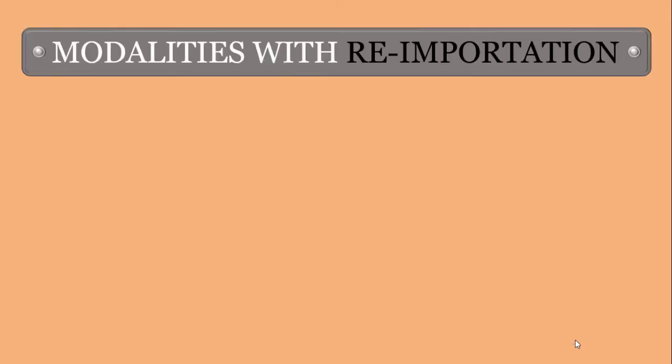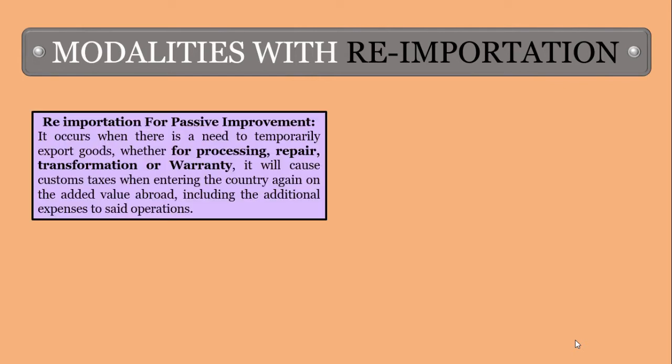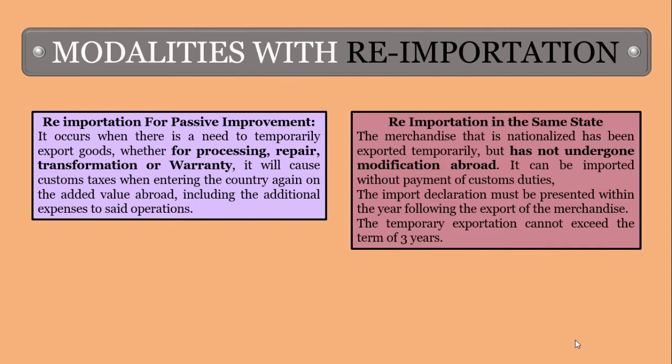Now we're going to talk about modalities with re-importation. First, we have the re-importation for passive improvement. It occurs when there is a need to temporarily export goods, whether for processing, repair, transformation, or warranty. It will cost customs taxes when entering the country again on the added value abroad, including the additional expenses to set operation.